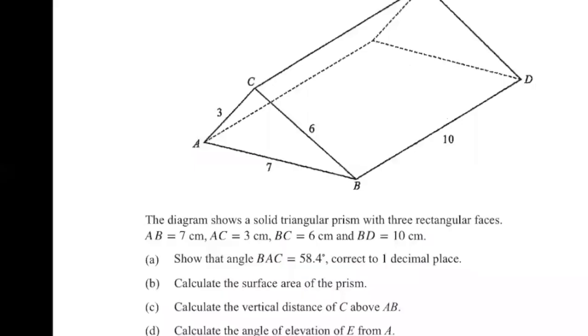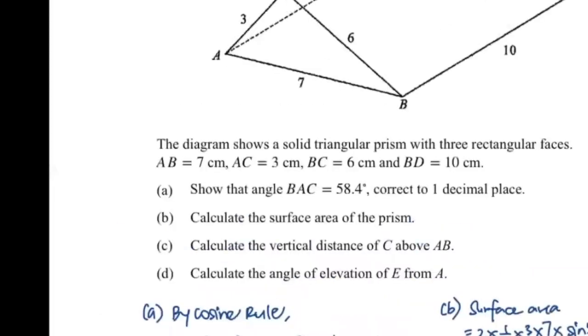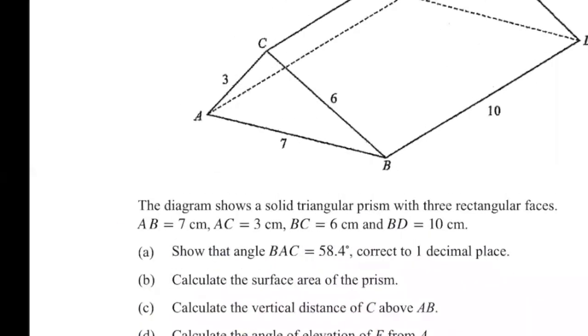Okay, so I go through part C first, okay? So for part C, the vertical distance of C above AB. Okay, so what you want is actually this line over here. Imagine with me that it is perpendicular to AB. Okay, so your aim is to find what is the length of this line over here. That is what we mean by vertical distance of C above AB. AB, imagine it as it is actually on the ground, okay, on the flat surface ground.